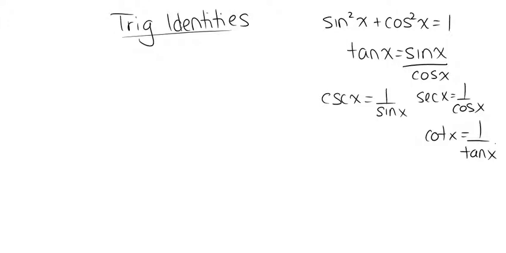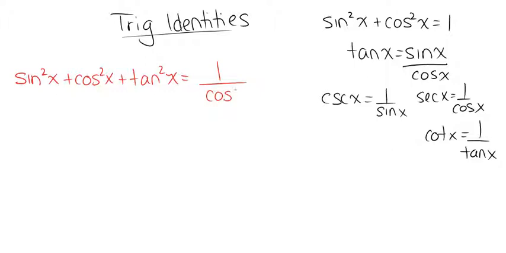Okay, so let's say you had, let's just do a crazy hard one. Sine squared x plus cos squared x plus tan squared x equals 1 over cos squared x. Pretty sure I remember this one. I think I actually stuck it on the grade 12 test, if I did this right. And you're going to do it again next year too.